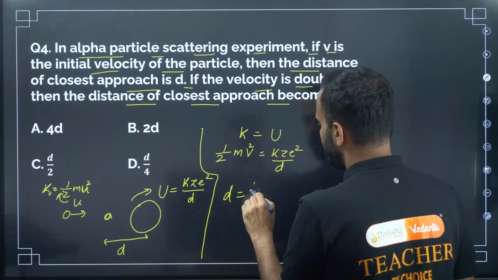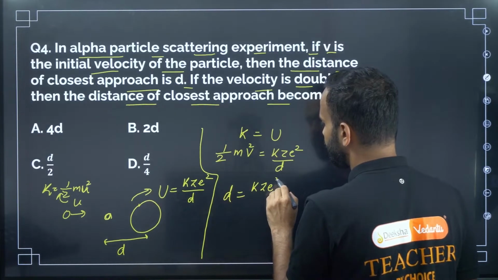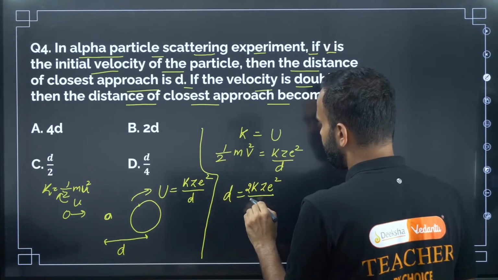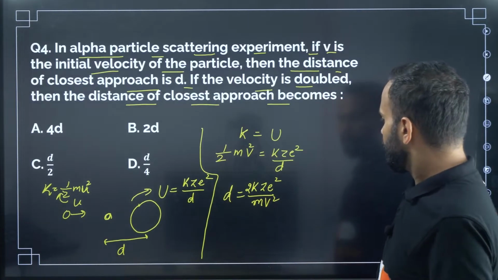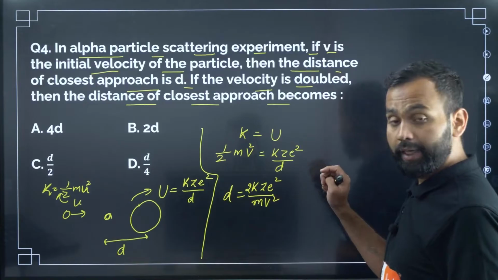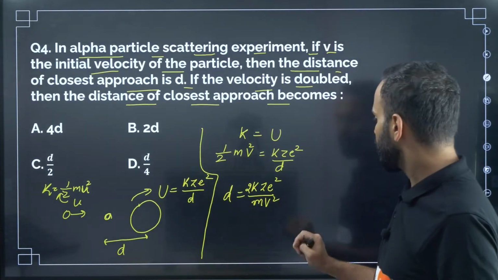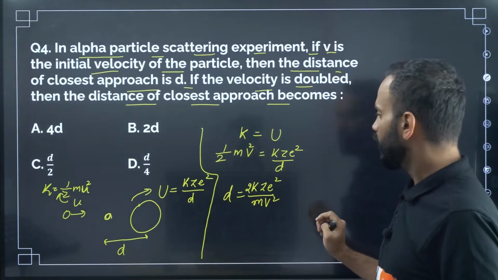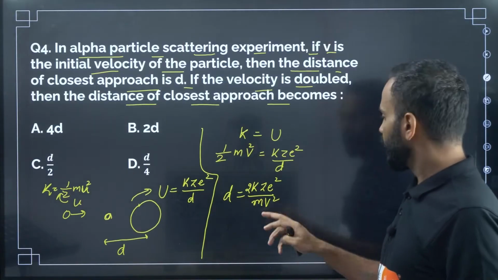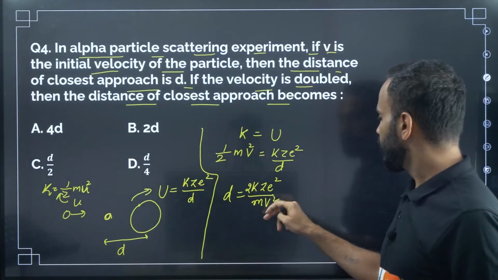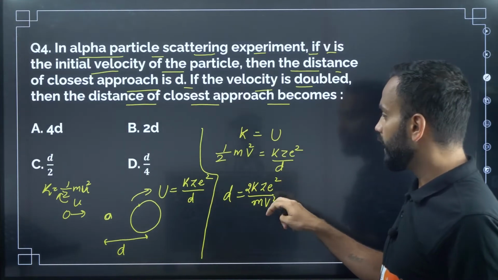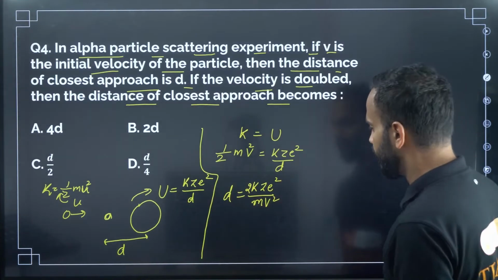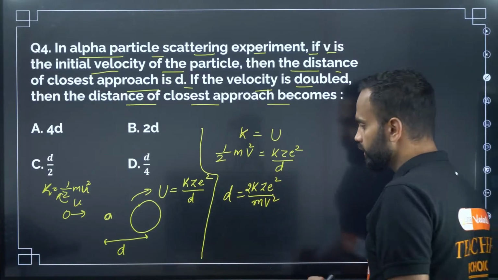So d equal to kZe squared into 2 divided by m v squared. Okay, so k is constant, 1 by 4 pi epsilon naught, Z is constant, atomic number, e is charge of the electron, m is mass of the alpha particle, right? So all these things are constant, right?